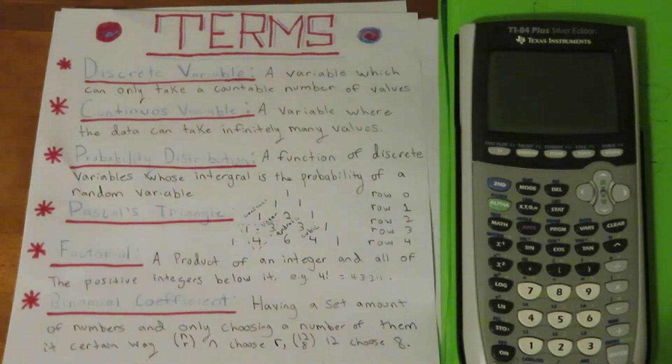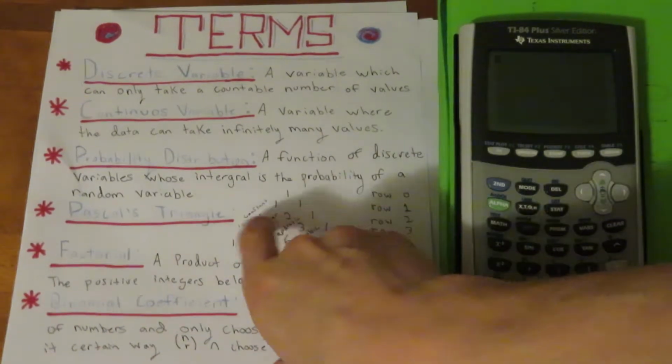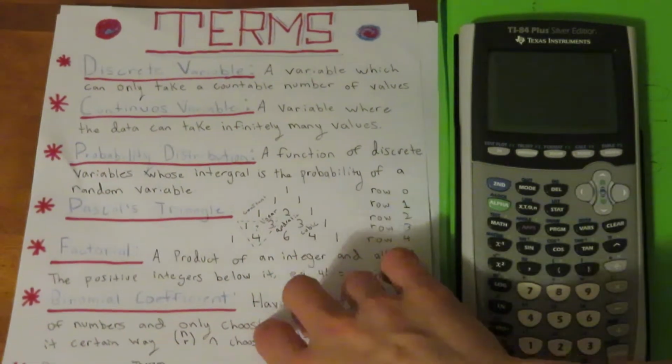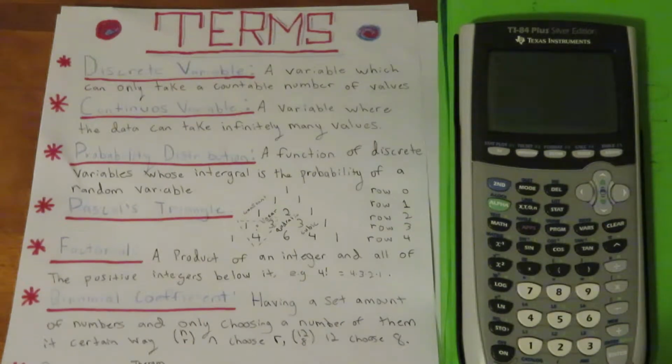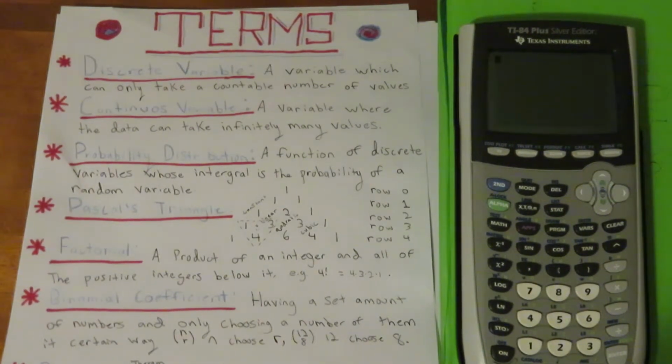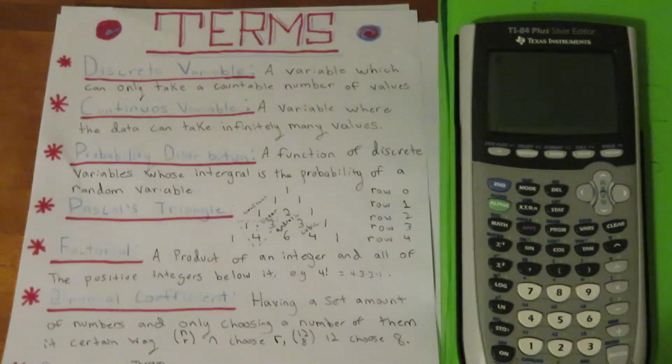Another interesting thing is that this diagonal row, all of these are constant, and then the row next to it, all of them are linear, and then the row next to it, they increase quadratically, and the next one cubically. The next term after that is factorial, and factorial is the product of an integer and all of the positive integers below it. For example, 4 factorial is equal to 4 times 3 times 2 times 1.